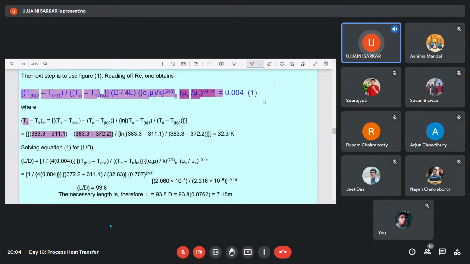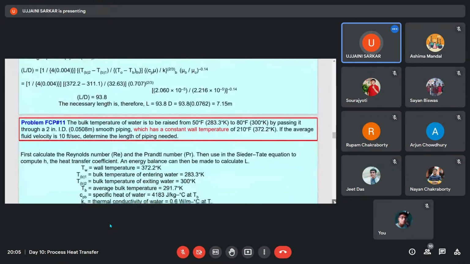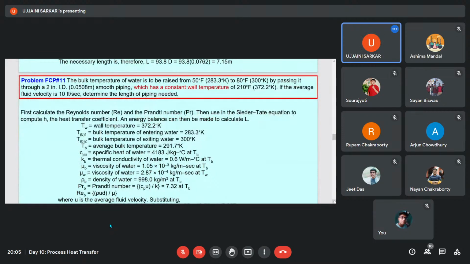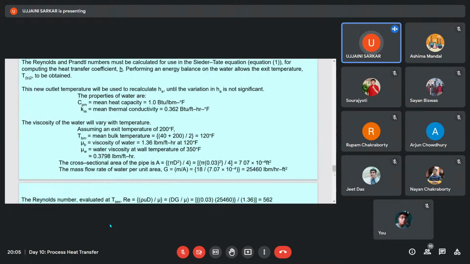When you solve equation 1, then you find that if you substitute all the values, L by D is coming 93.8. So diameter is known. You know the diameter. So L will be 93.8 into D, that is 7.15 meter. Okay. So you do it at home because you can now take a printout of the chart, and we will do other problems tomorrow in the class.